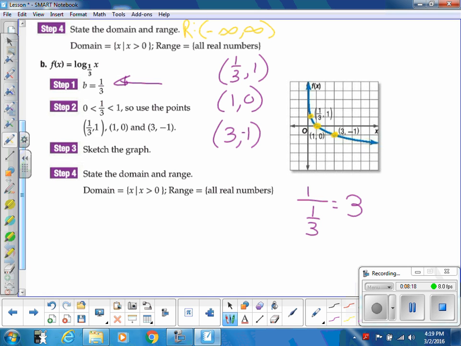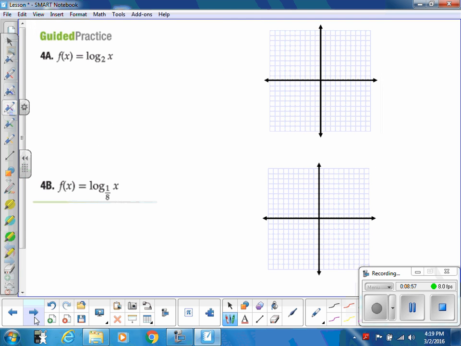And notice that the function does it itself, so you don't have to worry about, am I graphing it the right way? If you do it correctly, it'll show you now, instead of swooping from negative infinity up to positive infinity, it's now coming from positive infinity down the asymptote on the y-axis and continuing on to negative infinity. And again, domain is still all numbers bigger than 0. Range is still all real numbers. Okay? So, if you want, pause it now and try these 2 on your own.